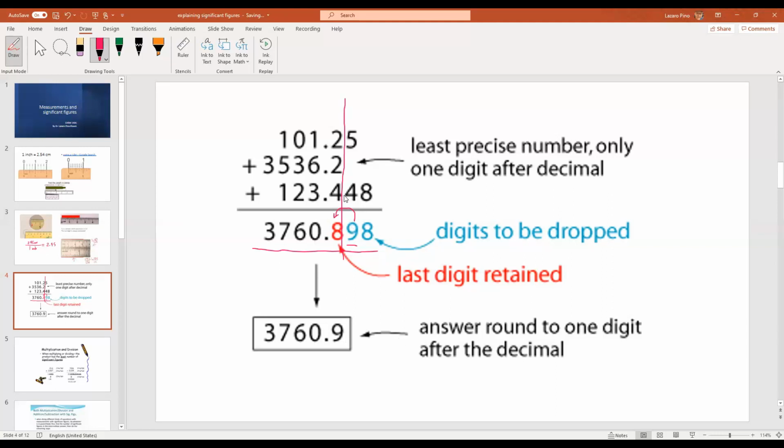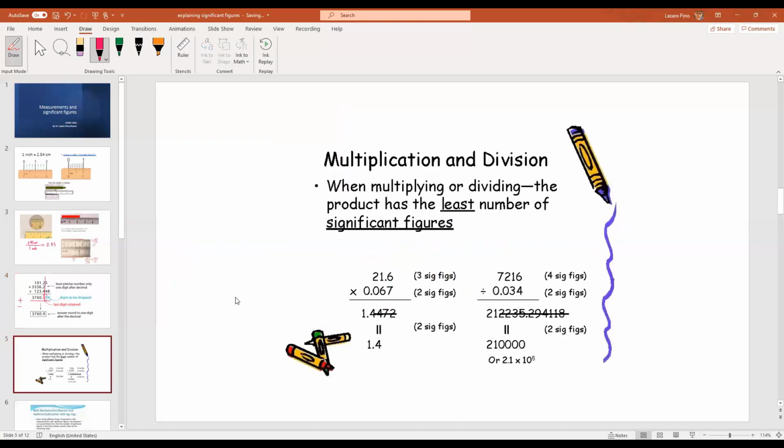Then in this operation, you have to report the number of decimals that correspond to the least precise number. This is for addition and subtraction. In multiplication and division it is different.